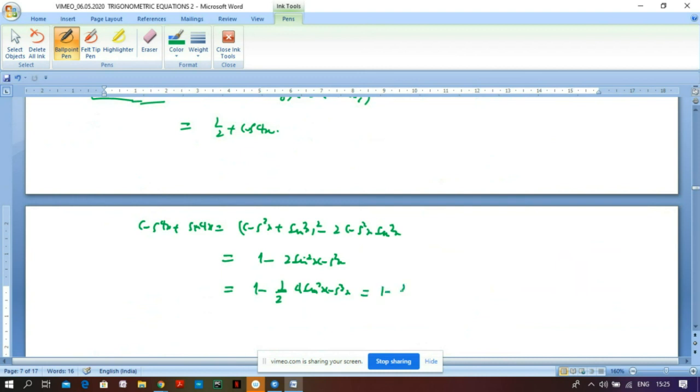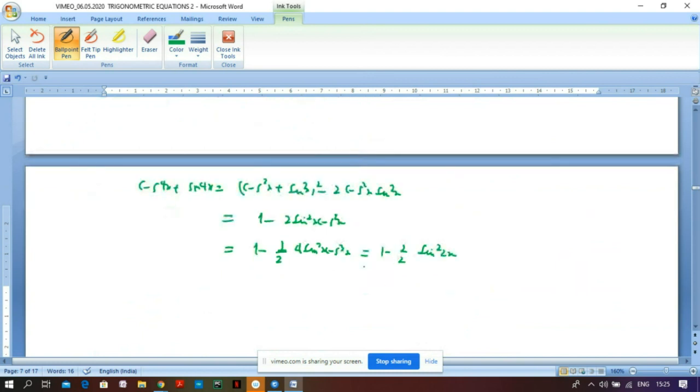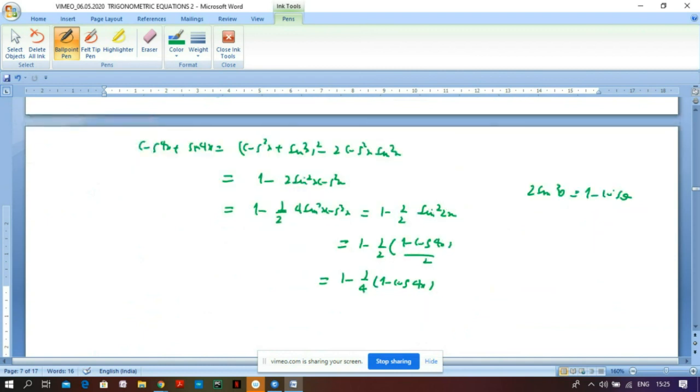So I can write 1 minus half sin squared 2x. And now this I will again write as, because 2 sin squared theta is 1 minus cos 2 theta, it is better that you write 1 minus half, and this is 1 minus cos 4x over 2. So ultimately 1 minus 1 by 4 times (1 minus cos 4x). See how careful it was.